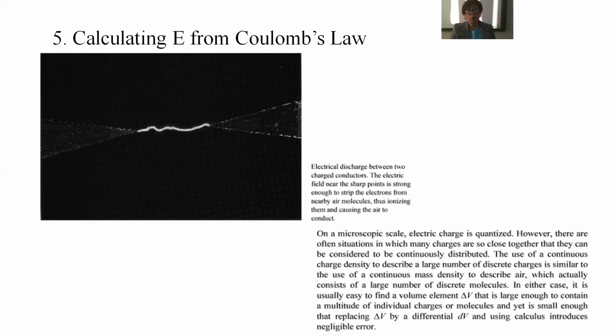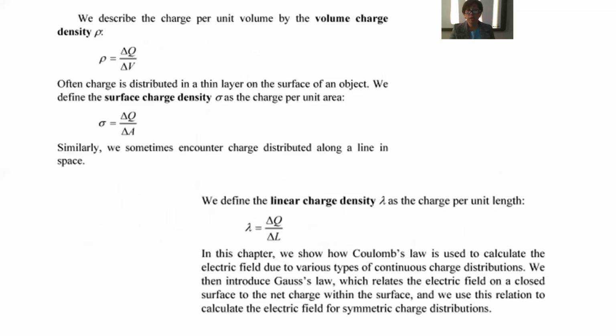Question number five, calculating electric fields from Coulomb's law. Here we describe the charge per unit volume. The first is the volume charge density. Volume charge density has the notation rho, equal to electric charge per unit volume, delta Q over delta V.